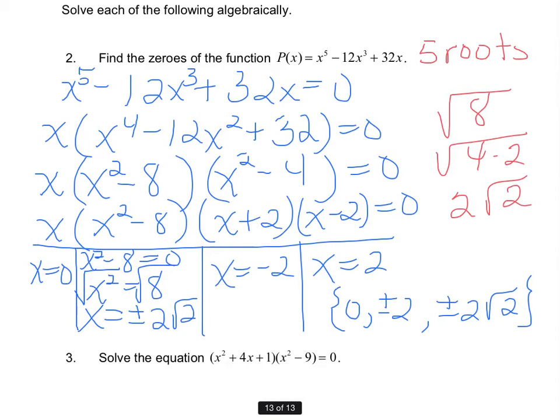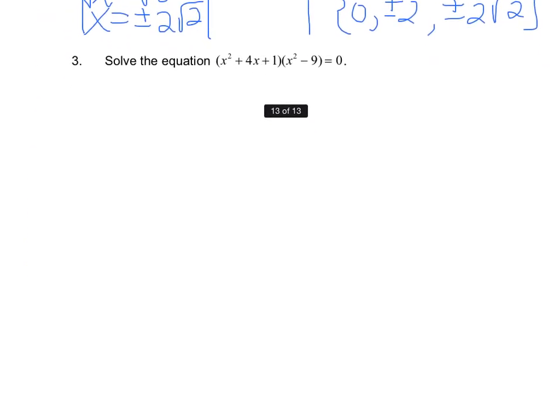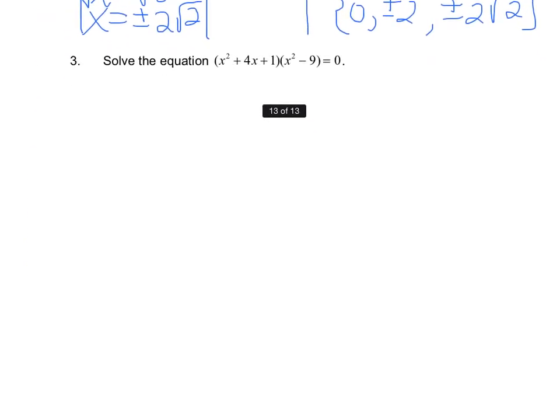Let's take a look at our last example here, number 3. Solve the equation. Don't worry about that 13 of 13. That's just a page number that got copied by accident.